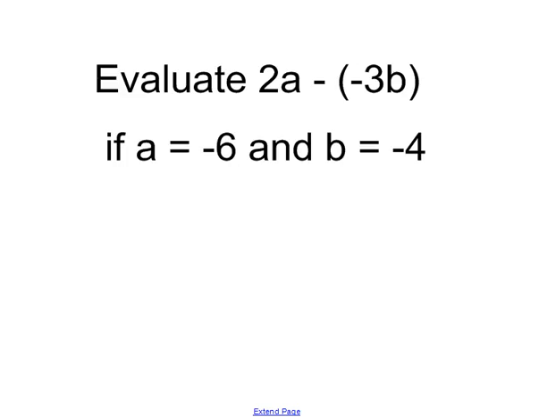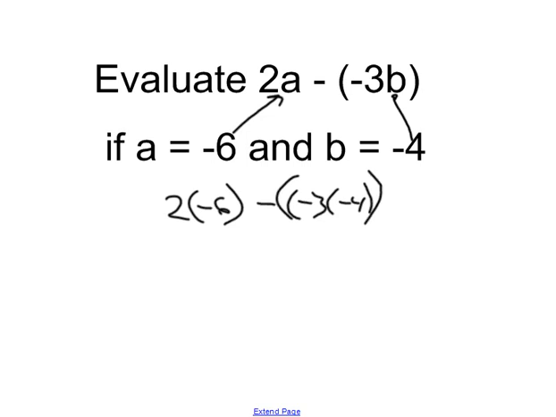Evaluate 2a minus a negative 3b if a is negative 6 and b is negative 4. So I've got 2 times a negative 6 minus a negative 3 times a negative 4. Negative 3 times negative 4 is the number 12, and it's positive because they've got the same sign, so it's plus 12.